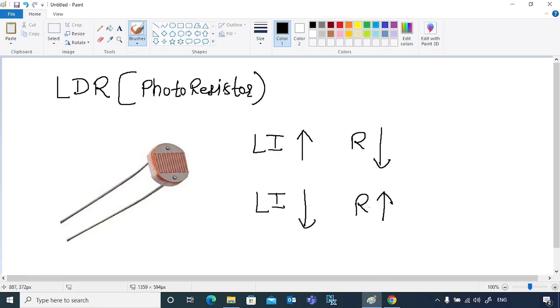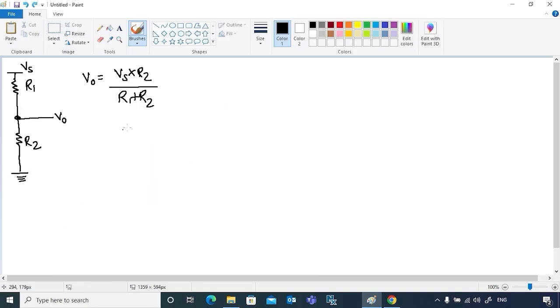The value of resistance depends on the light intensity. If you put more light over it, the resistance is decreasing. If we put it in a dark area, the resistance increases. It means light intensity is decreasing, resistance is increasing. So this is the LDR. Now this is the voltage divider rule.